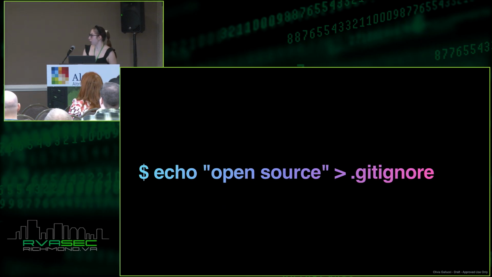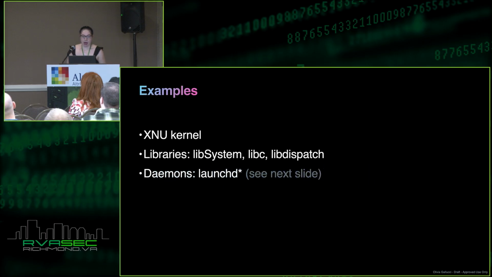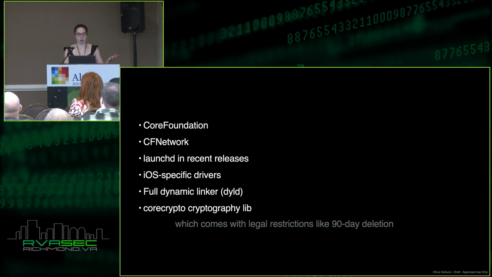So what is actually available? Apple publishes a range of open source components like the XNU kernel, core libraries like libsystem, libc, libdispatch, and daemons like launchd. They are all downloadable, inspectable, and sometimes even buildable. But they don't publish everything.